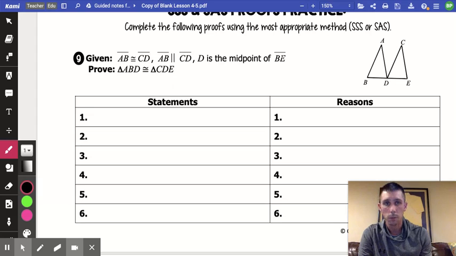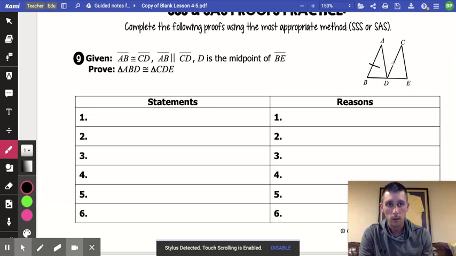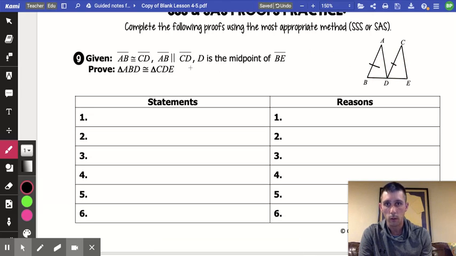Given AB is congruent to CD. So AB and CD are congruent. AB, those two lines mean parallel. So AB is parallel to CD. Okay, so they're parallel. And D is the midpoint of BE. So if it's the midpoint, what does that mean? It means it cuts BE in half. So BD and DE are congruent.